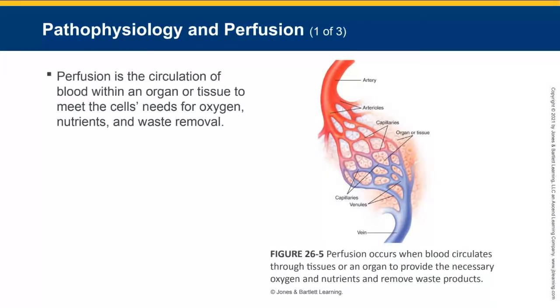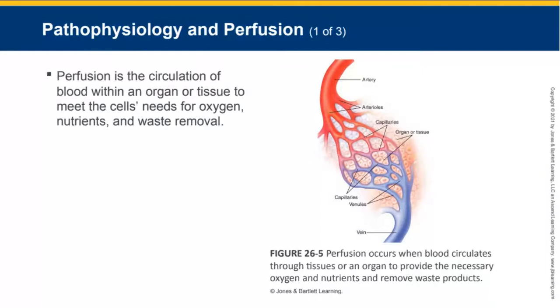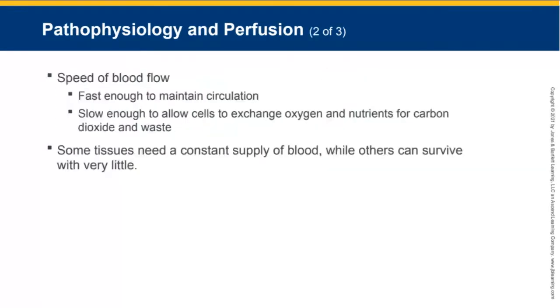Let's look at pathophysiology and perfusion. Perfusion is the circulation of blood within an organ or tissue to meet the cell's need for oxygen, nutrients, and waste removal. Already explained that. Speed of blood flow: it should be fast enough to maintain circulation, and slow enough to allow cells to exchange oxygen and nutrients for carbon dioxide and waste. So there has to be a state of balance.